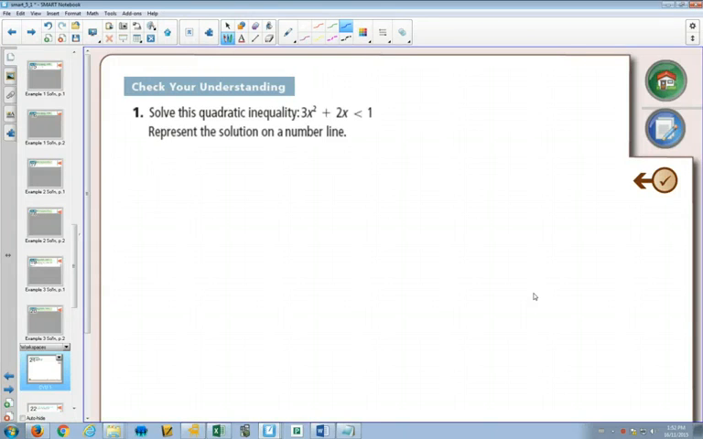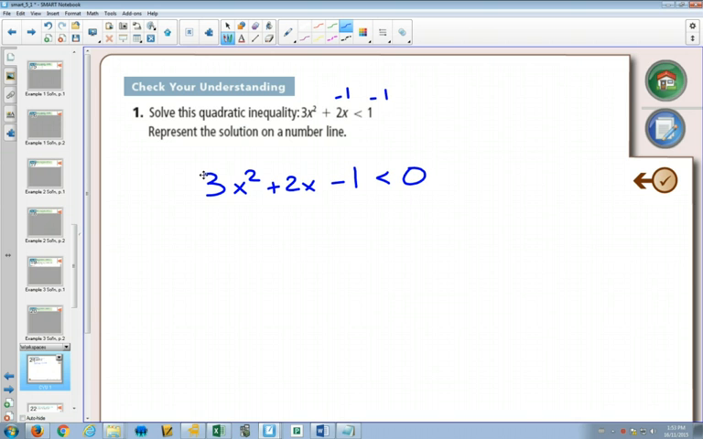So we want to solve this quadratic inequality. Again, think of it like a quadratic equation. If you were solving a quadratic equation, the very first thing you would do is make one side equal to 0. So I would just subtract 1 on both sides so that I have it equal to 0. And then I get 3x squared plus 2x minus 1 is less than 0.